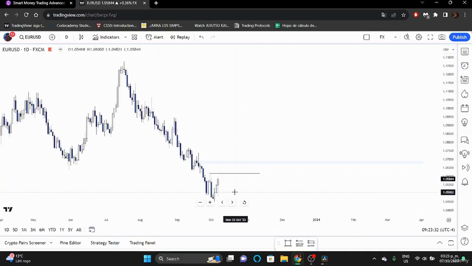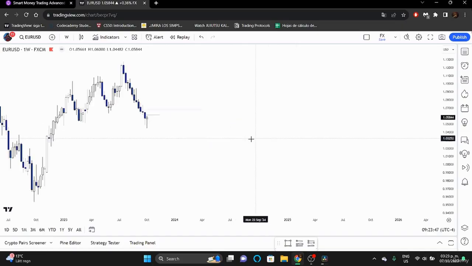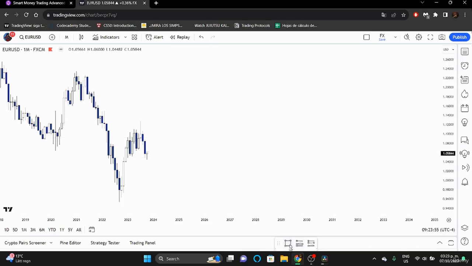Now, we had this fair value gap, which price did not respect, and it's closing above it. It's likely to go for the stop losses, so that's why I'm bullish for the next week. Also because we do not have any retracement on the weekly time frame, so it's likely to retrace to then go lower. Where? To a monthly fair value gap, which is this one right here.